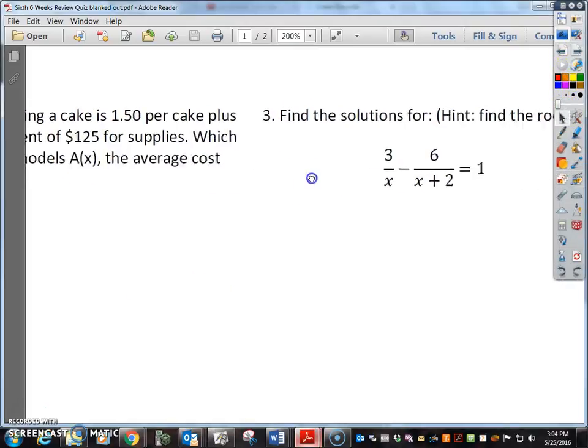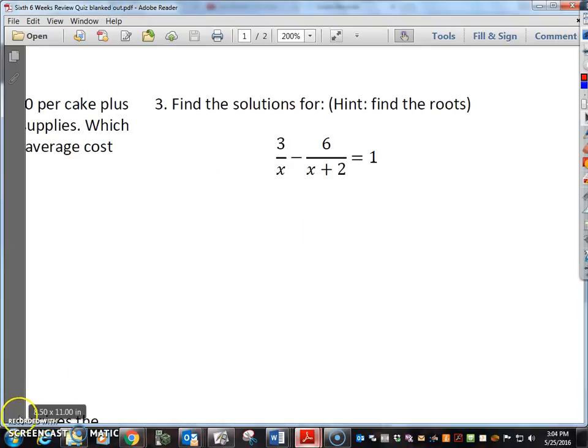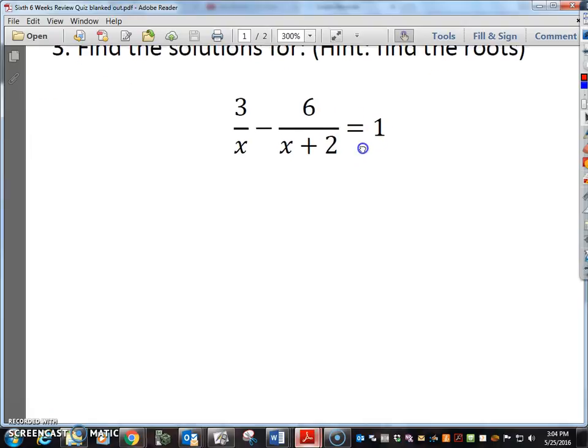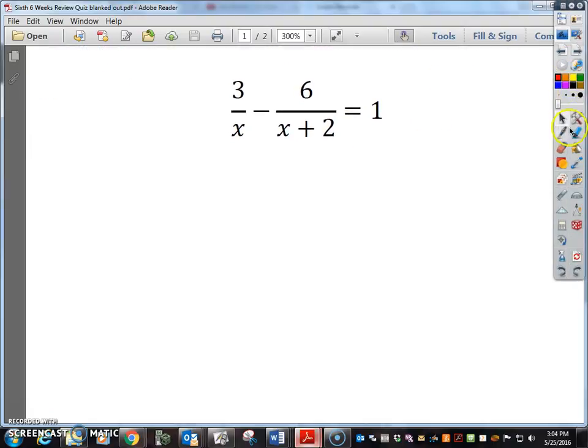Let's look at number 3. Number 3 says find the solutions for this equation. This is a rational equation. Hint, find the roots. So that's going to come in later. Let's look at this. I want to find the value of X that makes this true.